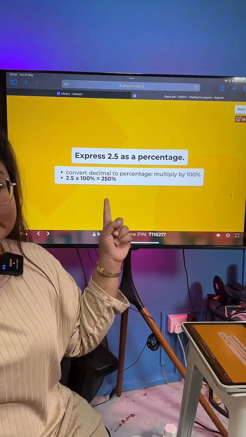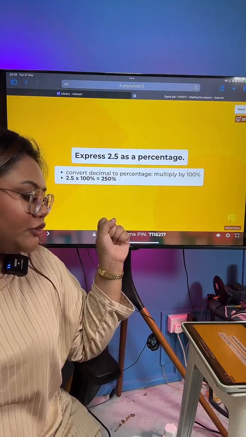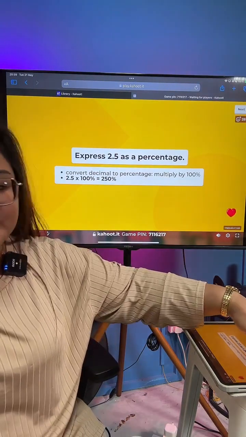So multiply by 100% to convert. 2.5 times 100 gives you 250, so that's 250%.